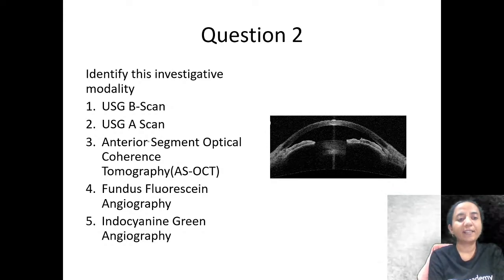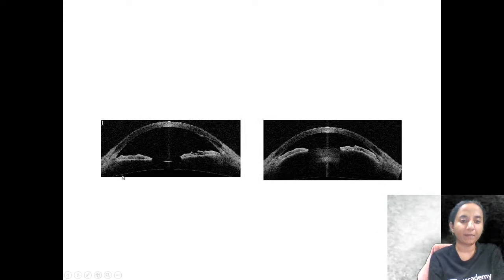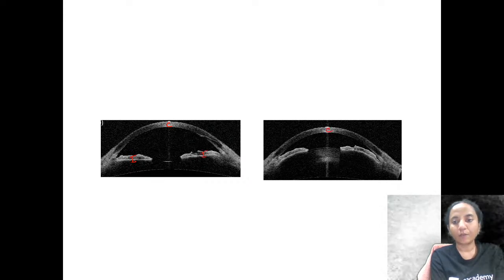This investigation is called ASOCT, that is anterior segment optical coherence tomography. It is an optical scan of the anterior segment. Let me show you the structures in the anterior segment. See, this is the slit of the cornea, this is the iris here, this is your anterior chamber.